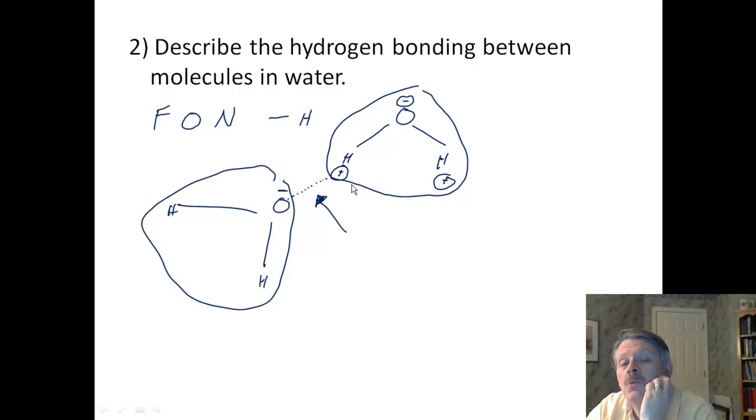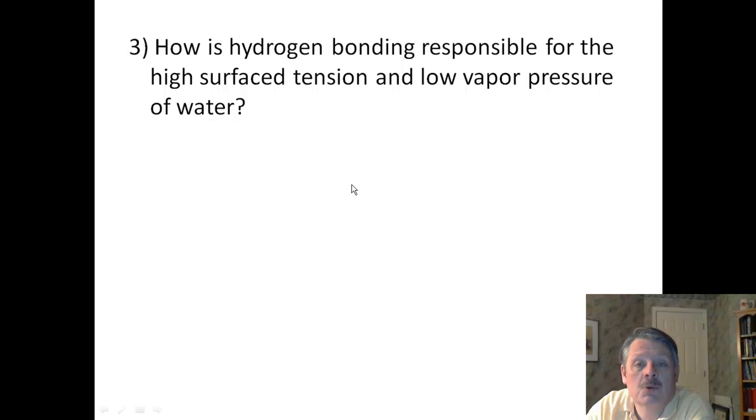So typically when you find small molecules like this, small molecules tend to be a gas at room temperature, but water's not. And water's not because of these strong hydrogen bonds that exist between the water molecules. Again, these are very strong attractive forces.